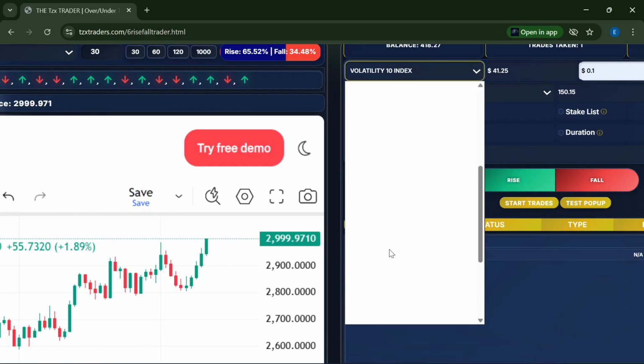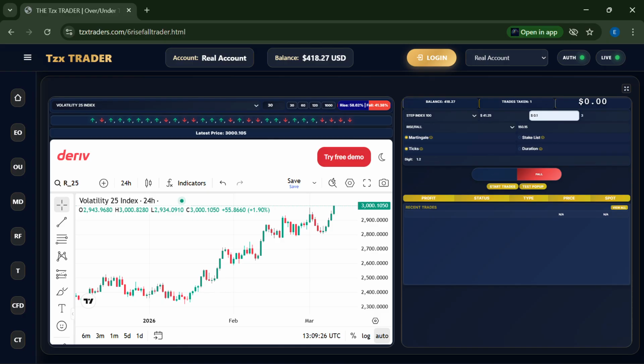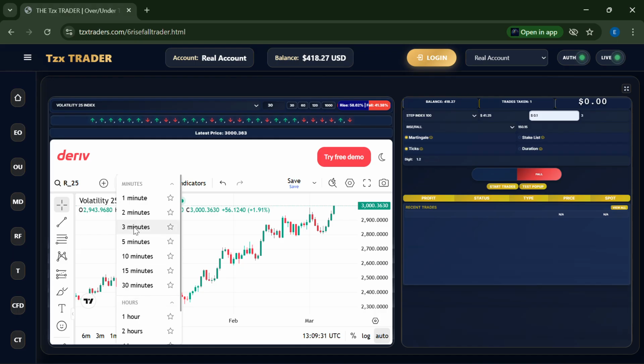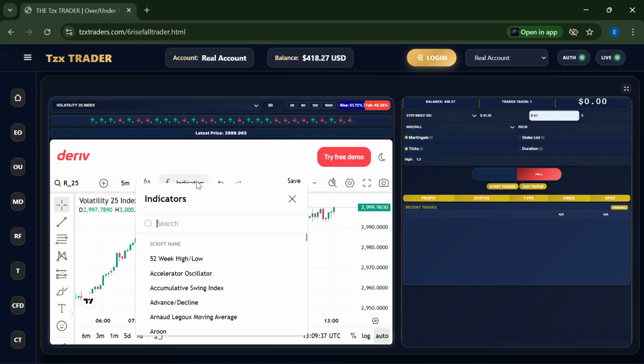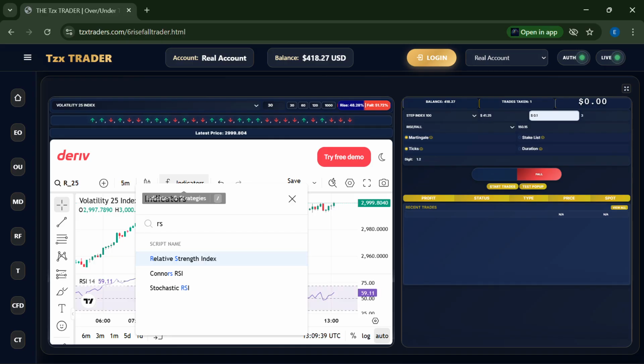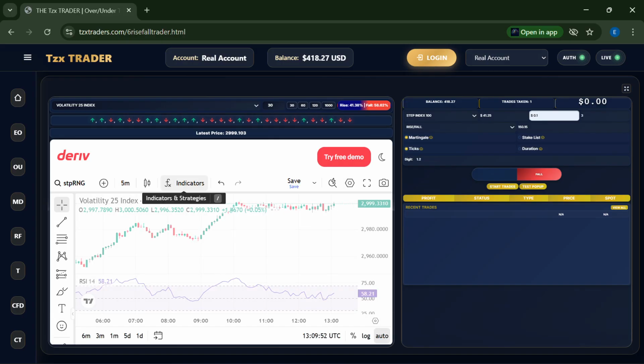Then we are going to check step index 100. Remember, we are trading step index 100, a fall market, but we have to confirm whether it's still a fall market. So I'm going to zoom in again, then we do the analysis and see. On 5 minutes time frame, that is where you're supposed to analyze the market. The indicator that you're supposed to use is the RSI only. Then we are going to check the step index 100. So we are going to type 100 here, then scroll down and take step index 100.